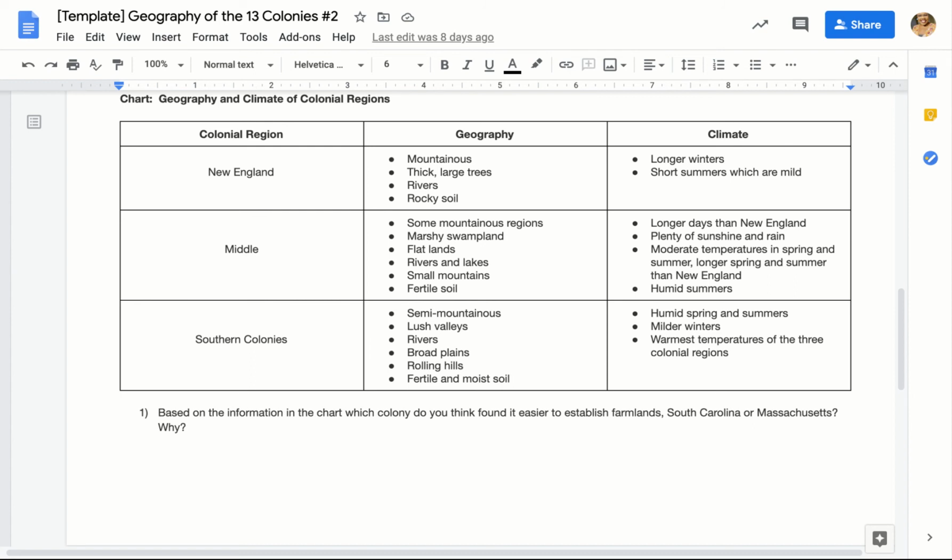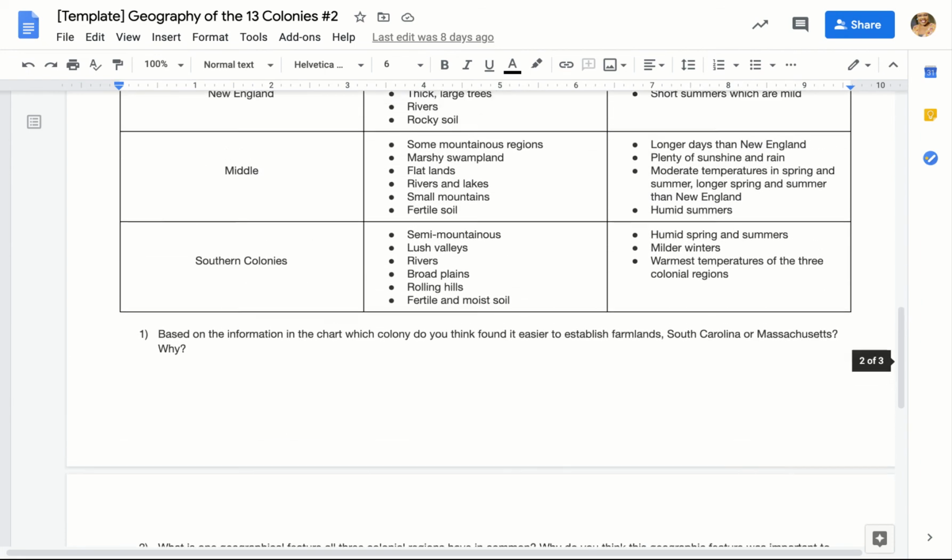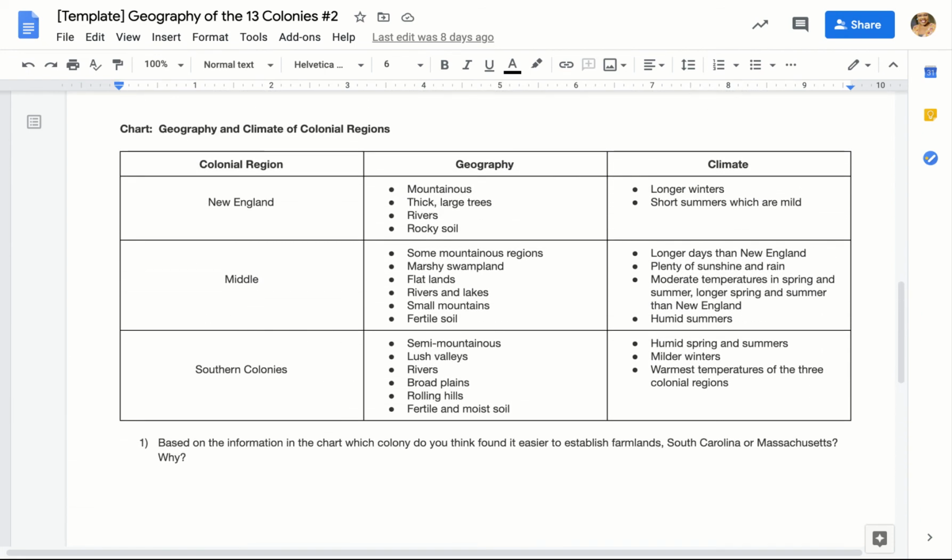So obviously, soil is a commonality, but the type of soil is not necessarily a commonality. So you're looking for a geographical feature that they all have in common, and then you need to identify why you think this feature is important to the colonist. So you're looking for something that they have in common, not kind of in common, and then you need to explain why you believe it was important to the colonist.